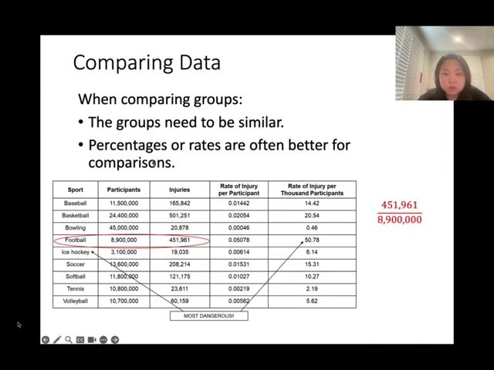We're going to use 451,961 injuries divided by the participants here. Use your calculator and you're going to get this number. And then since they want to look at it per 1,000 participants, we're going to take this answer times 1,000. And this is how they got 50.78. So if the information is incomplete, we can't really answer the questions. Sometimes we call this misleading data.